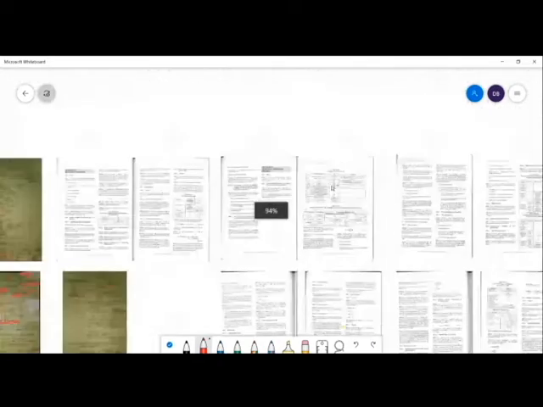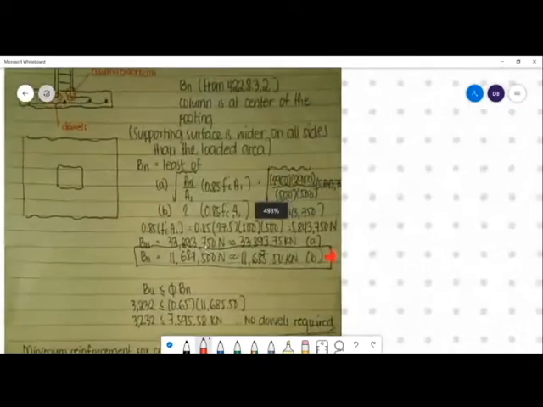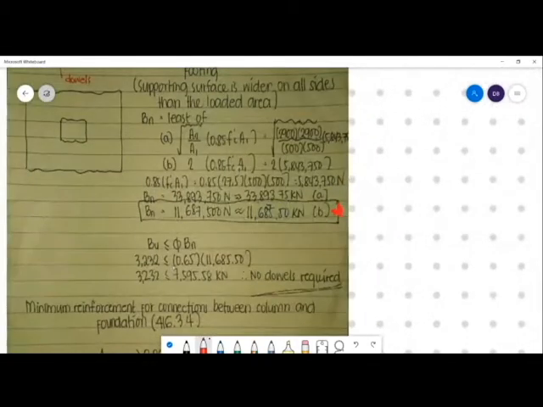From this table, bearing is 0.65. Okay? So 3,232 is less than or equal to 0.65 times 11,685.5. So it is less, 3,232 is less than or equal to 7,595.58. So we don't need any dowels for our footing.